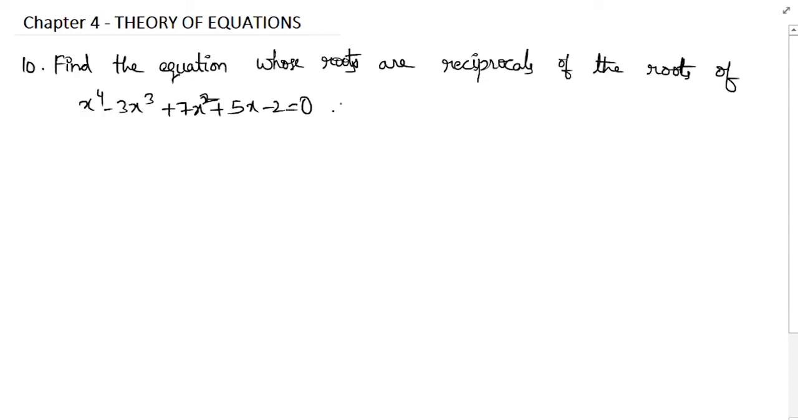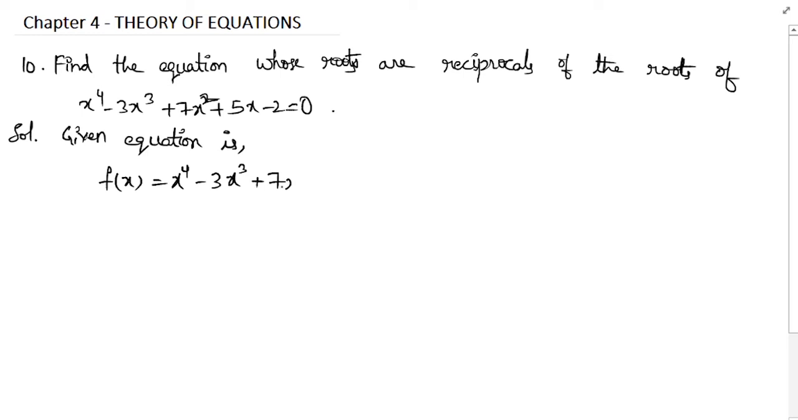Now we'll move on to the 10th problem: find the equation whose roots are reciprocals of the roots of the given equation. Now we'll find the solution for this. The equation which is given is f(x) = x⁴ − 3x³ + 7x² + 5x − 2 = 0. So we need to find the reciprocal, right?